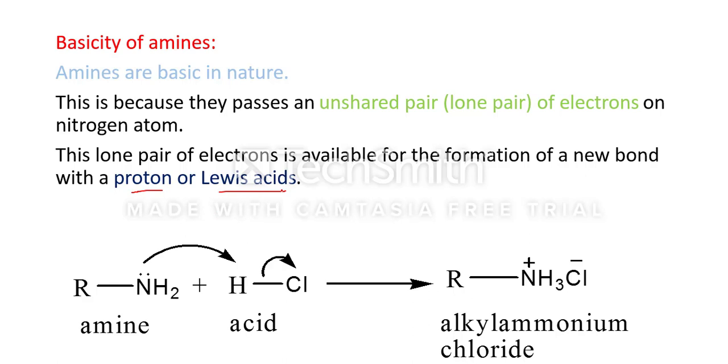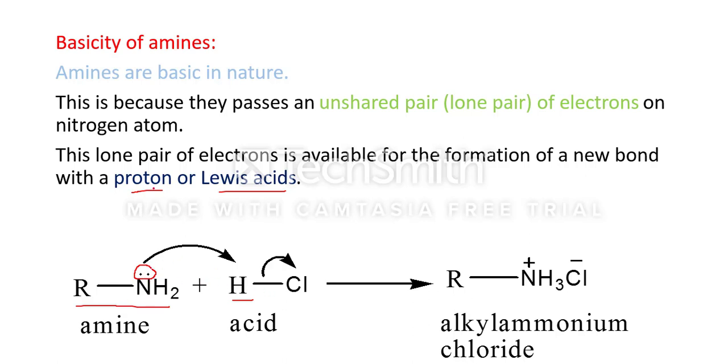Lewis acids are electron pair acceptors. In hydrochloric acid, the hydrogen atom accepts this lone pair of electrons. Means a Lewis acid accepts a lone pair of electrons. And a Lewis base means an electron pair donor, which means amines. These amines donate the lone pair of electrons to the hydrogen. On the nitrogen atom a lone pair of electrons is present, and it donates to a hydrogen.